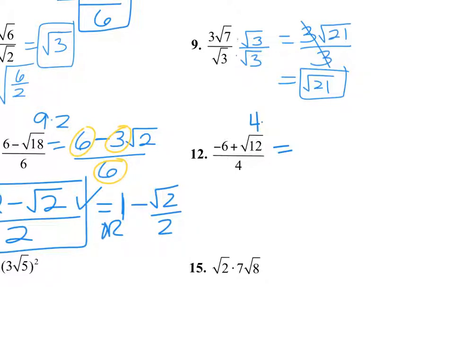All right, here we go. Number 12. 12 is 4 times 3. So this is negative 6 plus 2 rad 3 over 4.